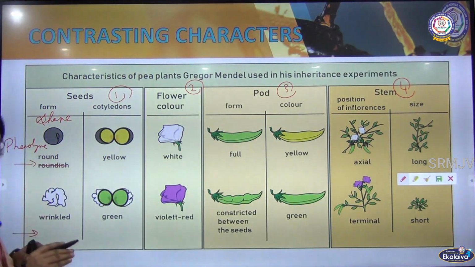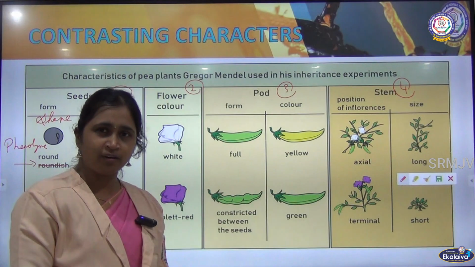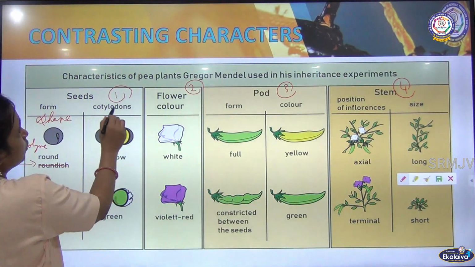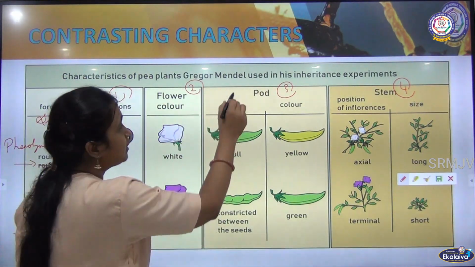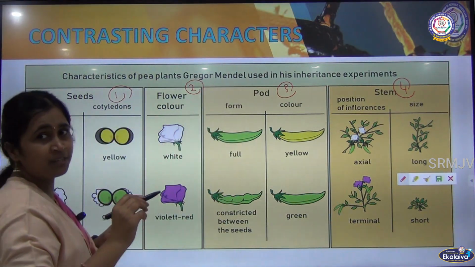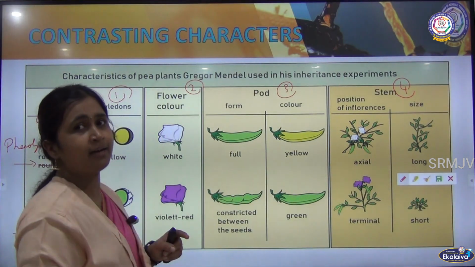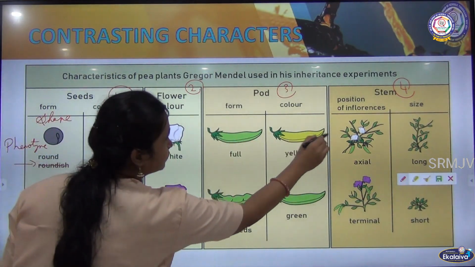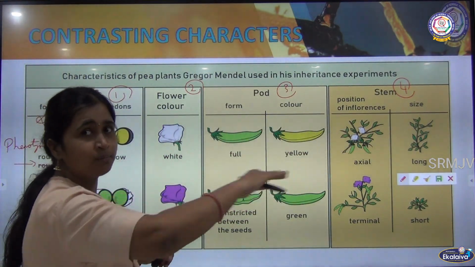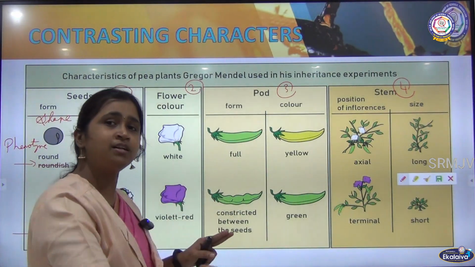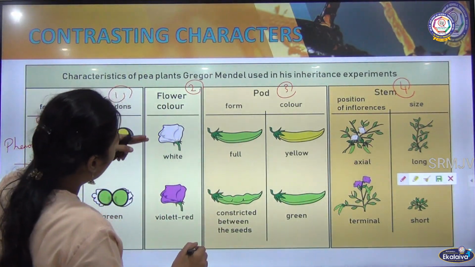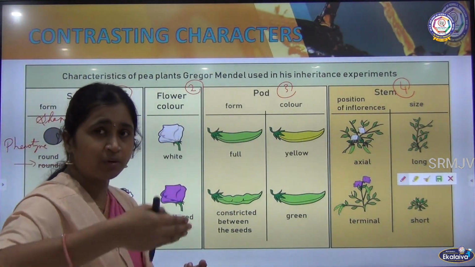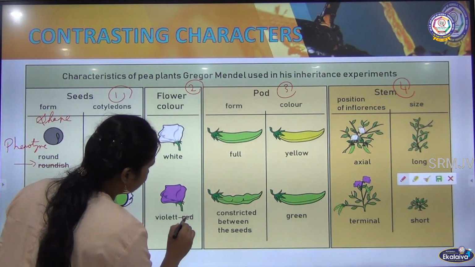When I say round or yellow or the shape, whatever it is, that is a physical character, phenotype. And now we are saying the form, cotyledon color, flower color, pod color, that you call traits, contrasting traits or contrasting characters. So, we have 7 different phenotypes. That is why in the beginning I said 7 contrasting characters. Next one, white flower, violet or red. In some books it will be purple. We will follow our NCERT, violet.